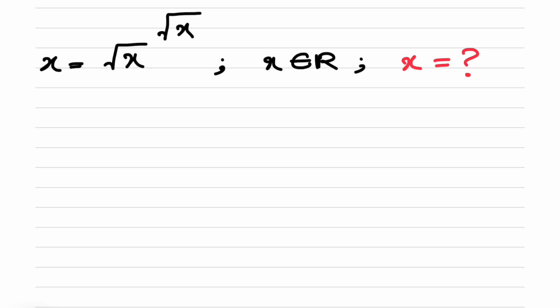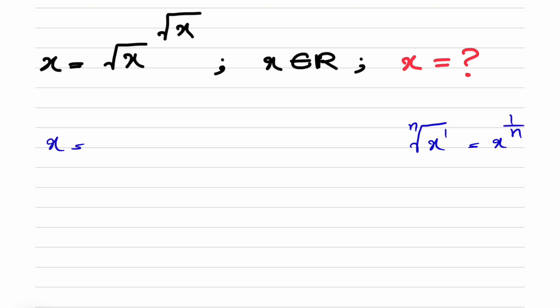We're going to be solving another question in today's video, and we have x is equal to square root of x to the power of square root of x, and we know our x belongs to real numbers and we have to figure out the value of x in this question. So before we start, we know when we have the nth root of x, since the power of x in here is 1, our exponent will be equal to 1 over n.